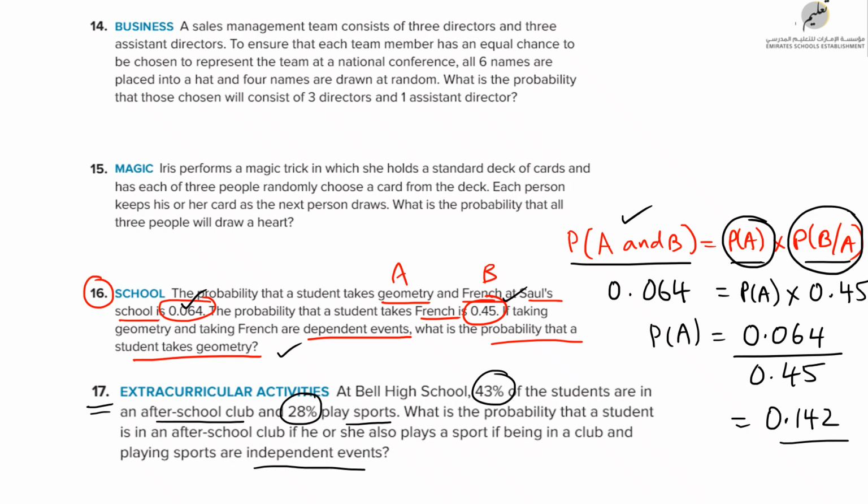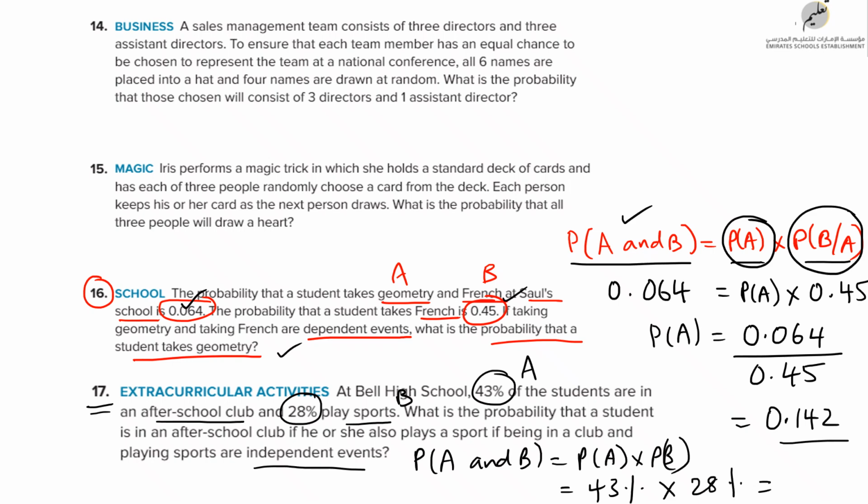Let's say event A is that the student is in an after school club, and B is that the student is in sports. What formula will we use for independent events? We will multiply the two probabilities, right? The first is the probability that the student is in an after school club, given in the question as 43%, and the second for sports, 28%. Because the values are already given to you in terms of percentage, we will keep the same. The final answer we will give in terms of percentage.